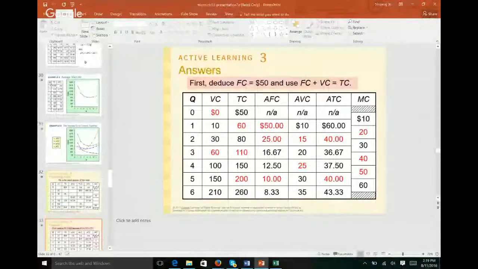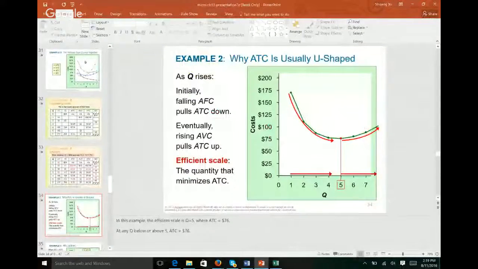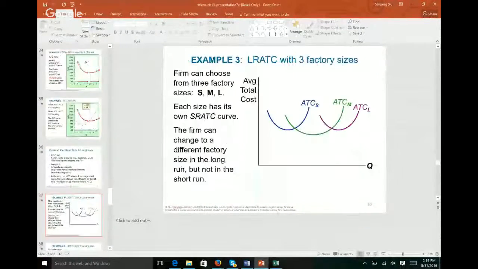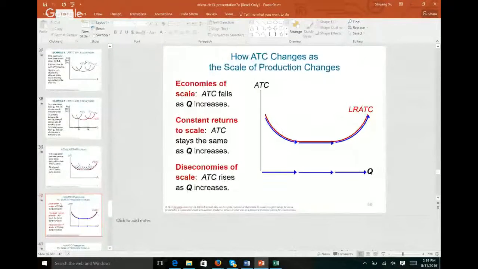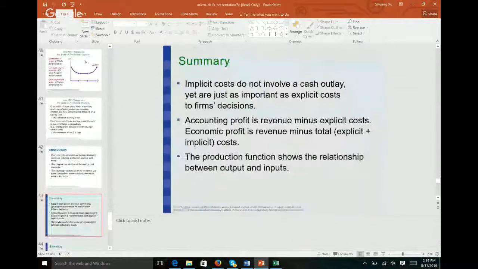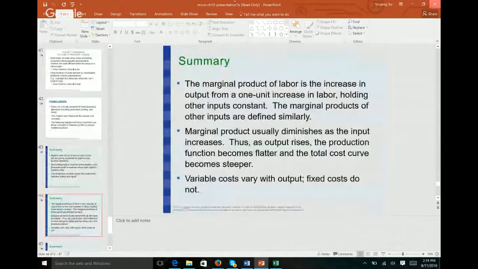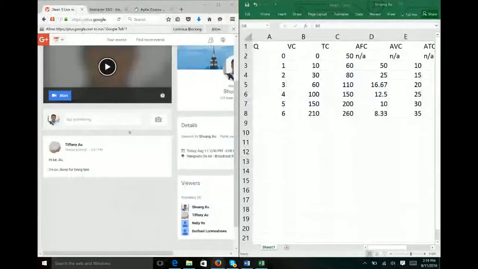All right, so let me see what else I need to know. Oh, know this. Know what is the economy of scale, what is the constant return to scale, and know what is the diseconomy of scale. So just know the definitions. I think that's all you've got to know on the test. So definitions for this one. Okay, that's it for chapter 13. And next, let's look at chapter 14.